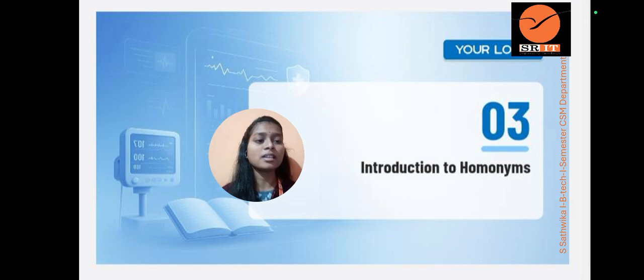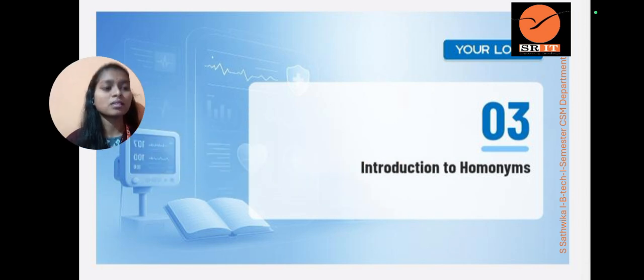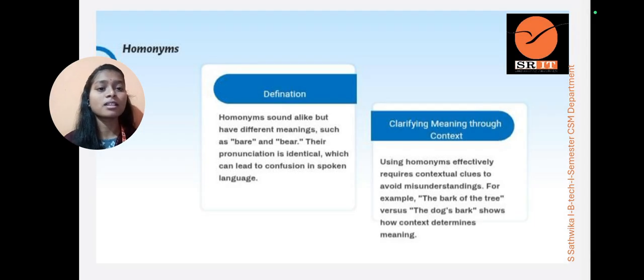Let's see the introduction to homonyms. What are homonyms? Homonyms sound alike but have different meanings, such as bear and beer. We actually spell it like beer, but when it comes to homonyms, both are bear and bear. Their pronunciation is identical, which can lead to confusion in spoken language.